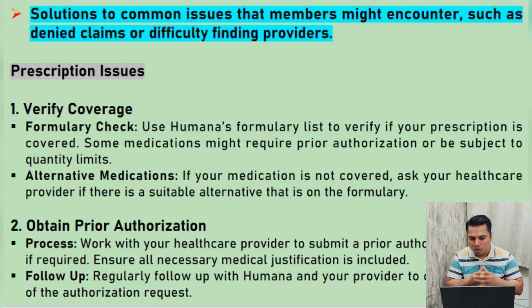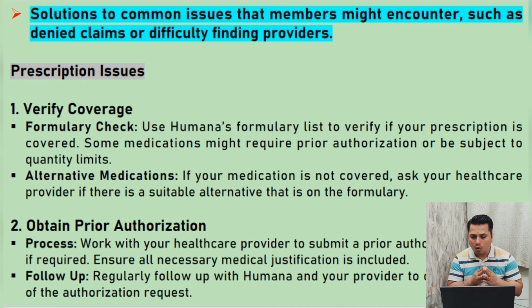Formulary check. Use Humana's formulary list to verify if your prescription is covered. Some medications might require prior authorization or be subject to quantity limits. Alternative medication. If your medication is not covered, ask your healthcare provider if there is a suitable alternative that is on the formulary. Number two, obtain prior authorization.